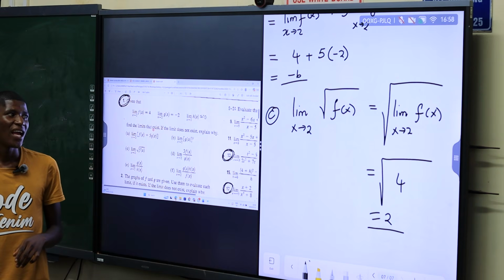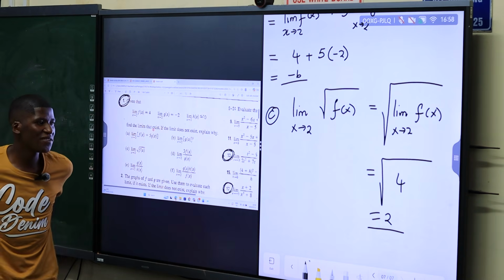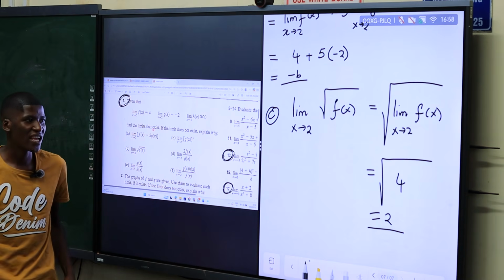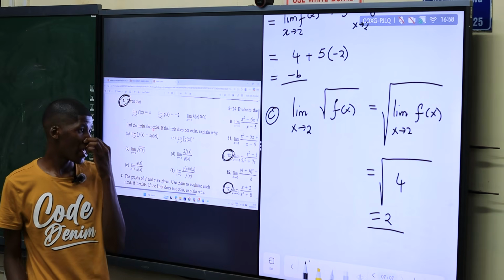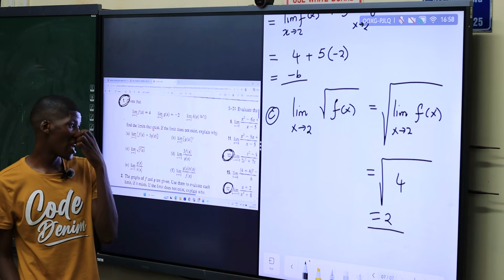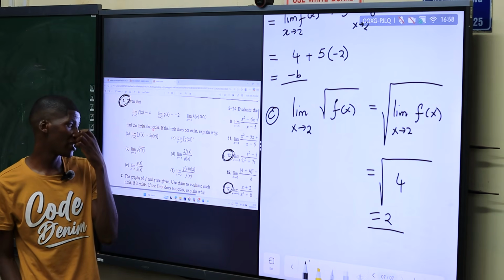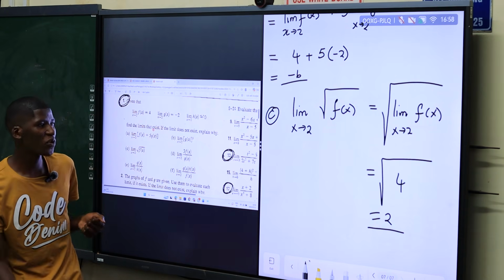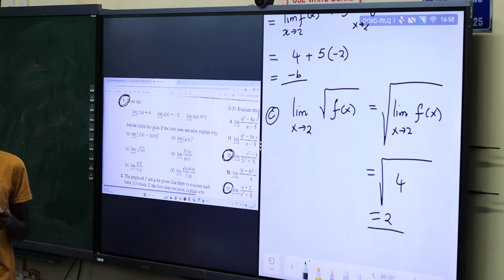Plus minus? Not really, it doesn't really matter for this one. It doesn't matter. For what reason? Don't consider the square root as plus minus. You guys can go and find out the reason. Go and find the reason.